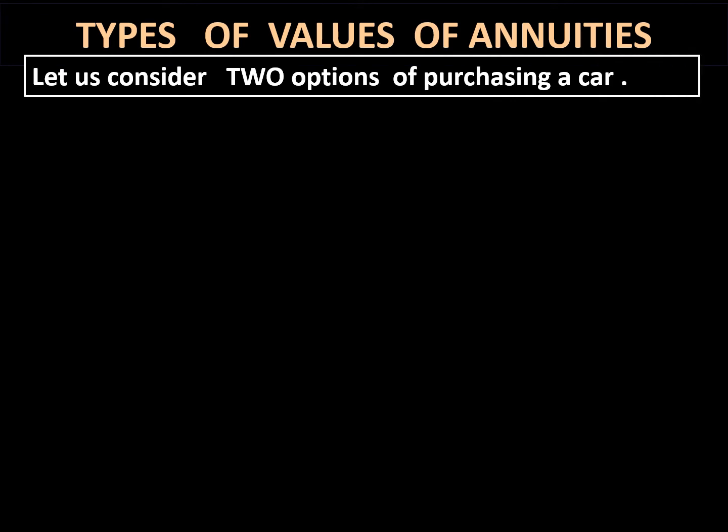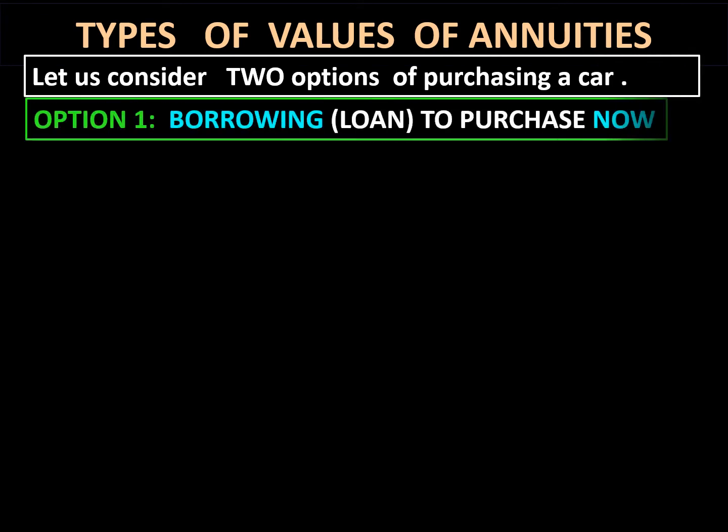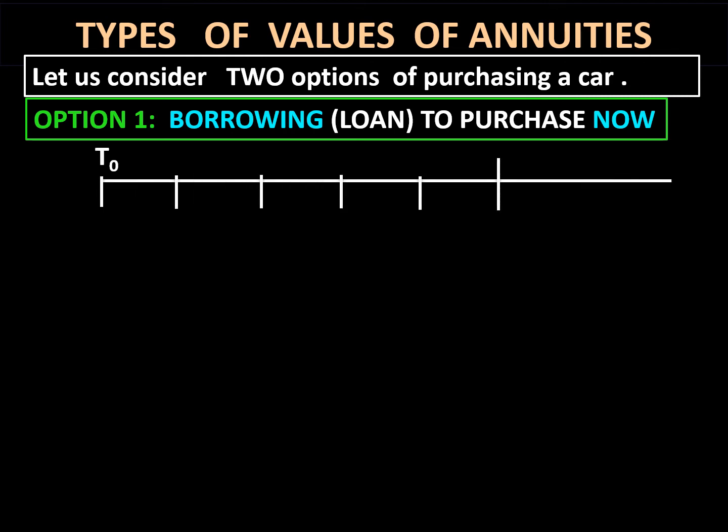There are 2 values of annuities. And to look at this, we're going to consider 2 options of purchasing a car. The one option would be borrowing. Otherwise, you don't have the money, so you take out a loan and you want to purchase the car now. So let's say we have a scenario. You take out the loan, and that will be at T0, and then you make your regular payments, and you can continue. It depends on what your agreement is. So let's say up to 60 payments, or you can have 100 payments.